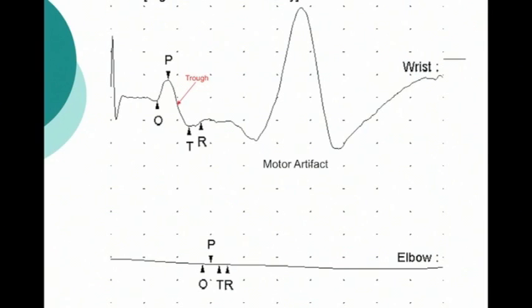The R is okay and the O is okay. As I said, there's this huge motor artifact on the right side, again because of movement. Ignore it or try not to produce it, essentially.